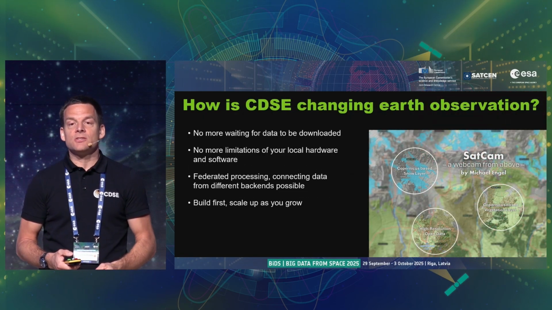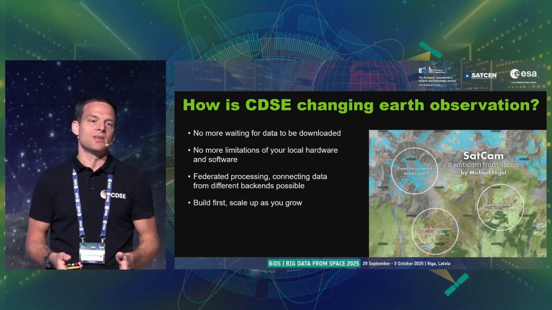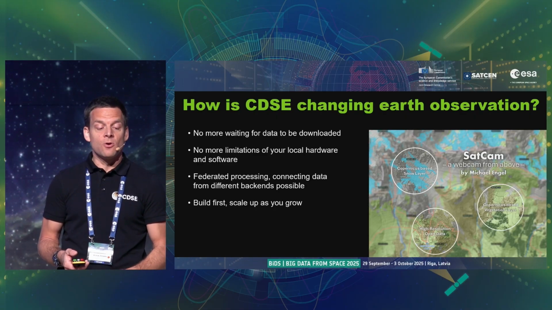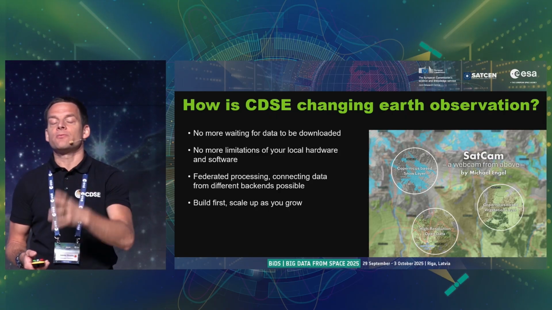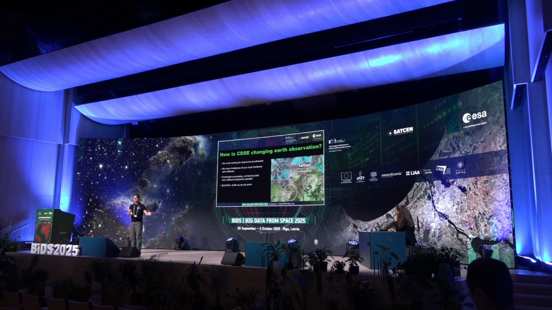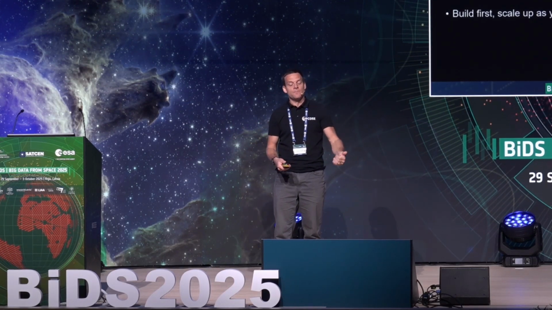So how is this actually changing the game? I think most of us remember sitting around and waiting for your data to be downloaded. That's really over. You're not downloading data anymore. Your local hardware is not a limitation, and you can connect data from different backends. You can bring together from one API data from one resource and the other one, and process them together. And again, if you're in the startup business or if you're a public agency that would have to procure a data infrastructure, this is done for you now. So you can build first, and then you can scale up as you grow. There's no need to invest in the beginning.